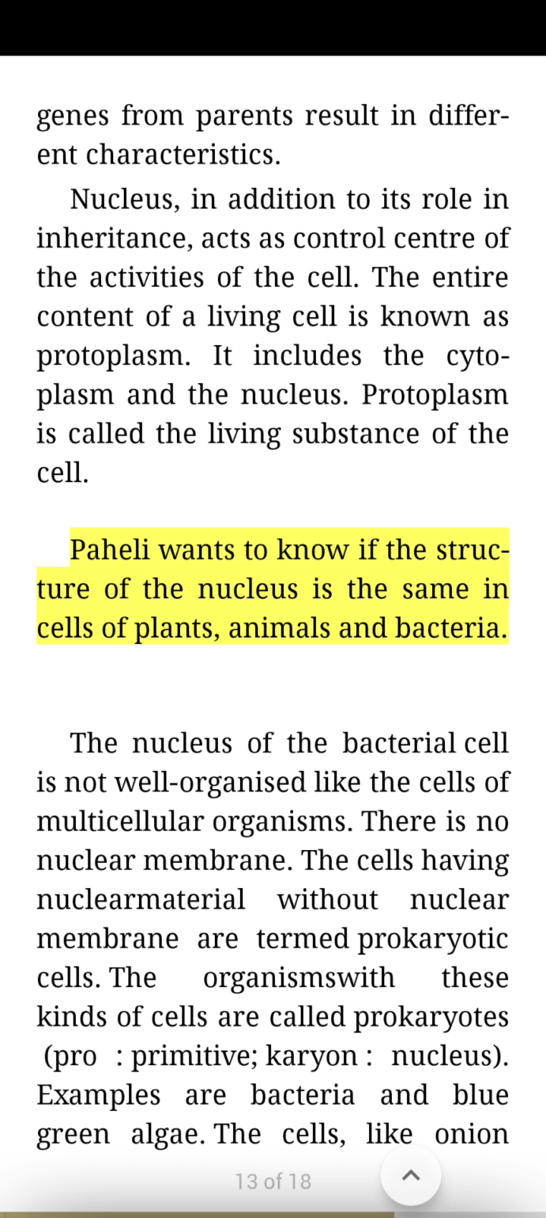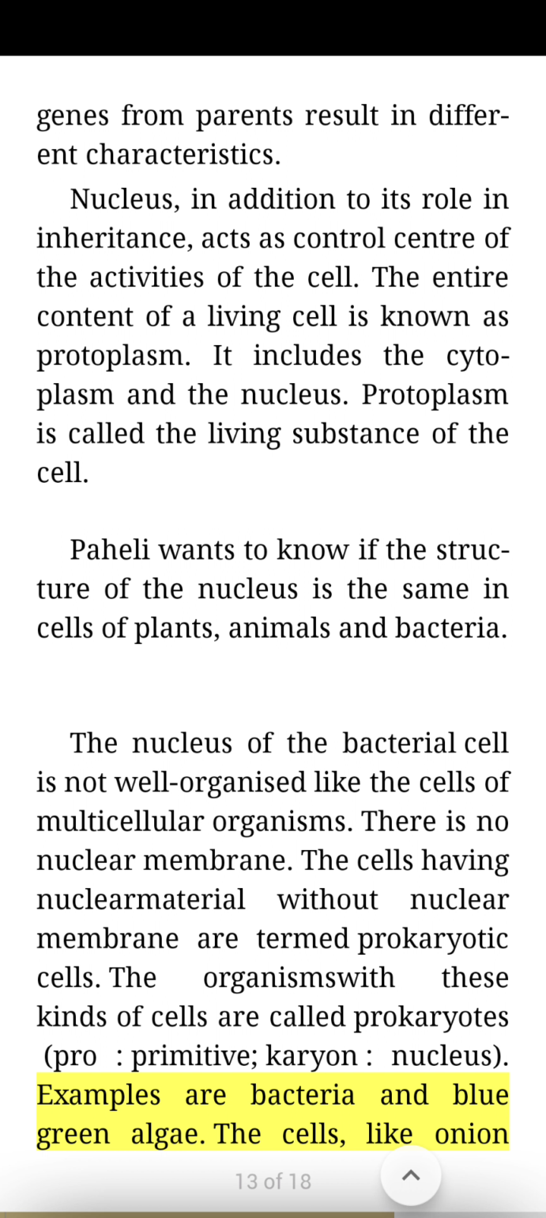Paheli wants to know if the structure of the nucleus is the same in cells of plants, animals, and bacteria. The nucleus of the bacterial cell is not well organized like the cells of multicellular organisms. There is no nuclear membrane. The cells having nuclear material without nuclear membrane are termed prokaryotic cells. The organisms with these kinds of cells are called prokaryotes. Primitive karyon. Nucleus. Examples are bacteria and blue-green algae.